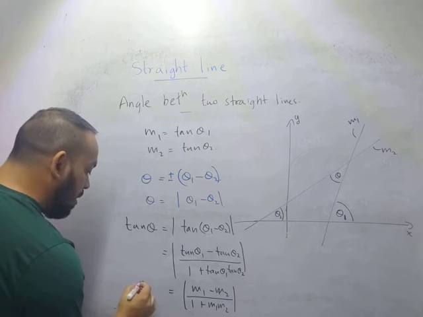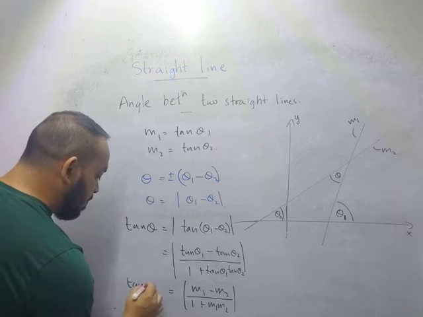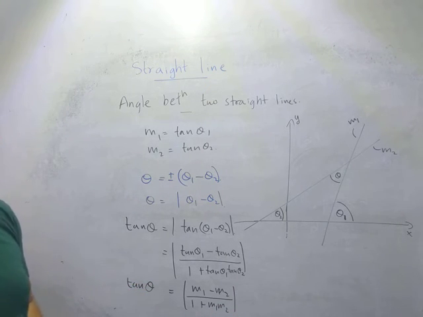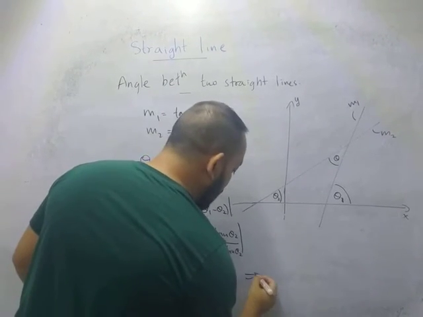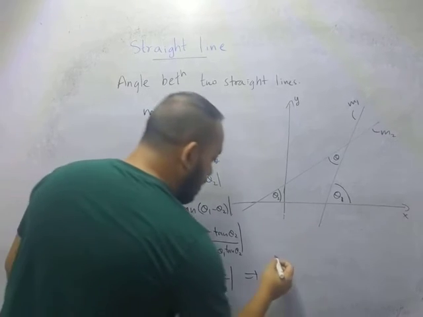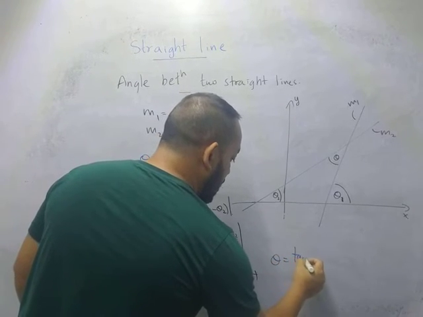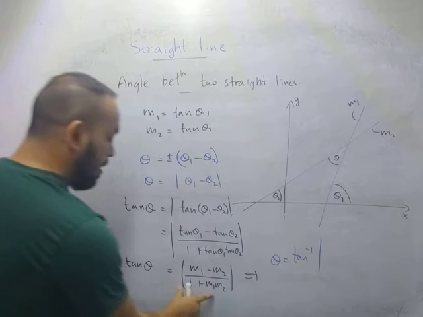So this would be tan theta, the tan of the angle. So we can find theta to be tan inverse of this value.